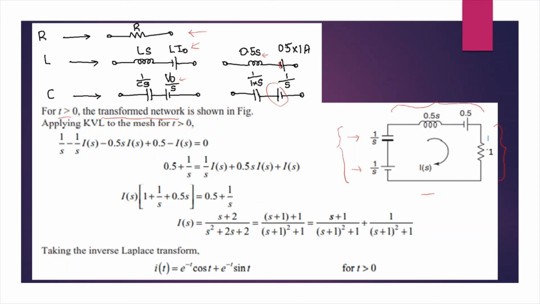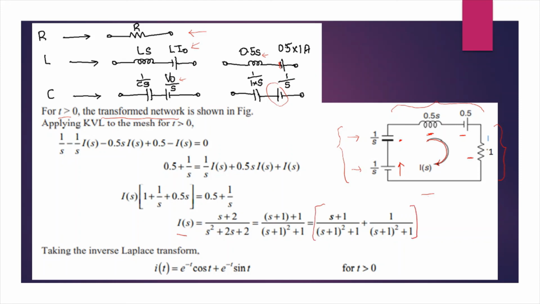Next, in order to find the current, we have to write the mesh equation. So the mesh equation can be written starting from here. So 1 by S minus 1 by S into I of S, that is the drop across the capacitor. Then 0.5 S into I of S, the drop across the inductor. Then plus 0.5, which is this voltage, minus I of S into 1, which is the drop across the resistor. Now rearrange this equation to get I of S. So we will get I of S as given over here.